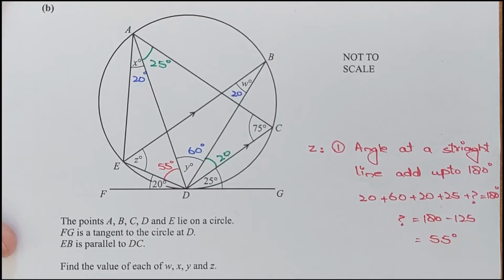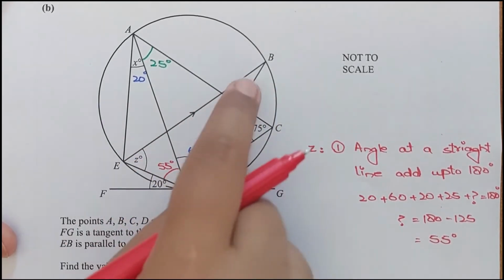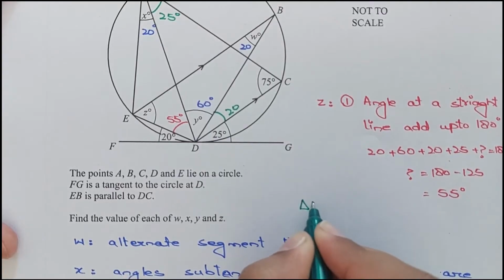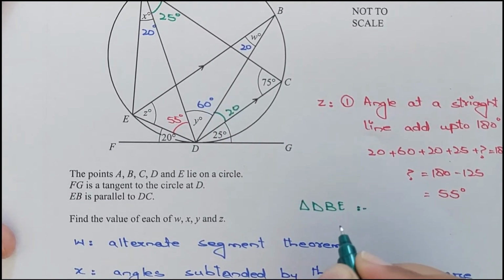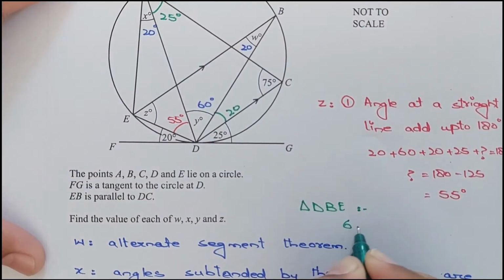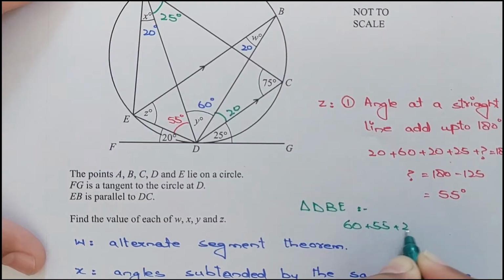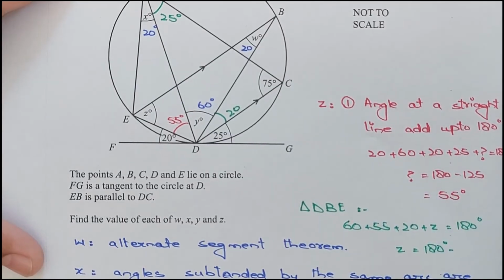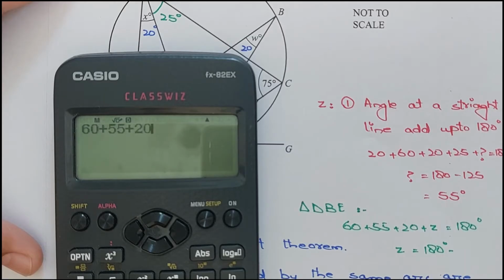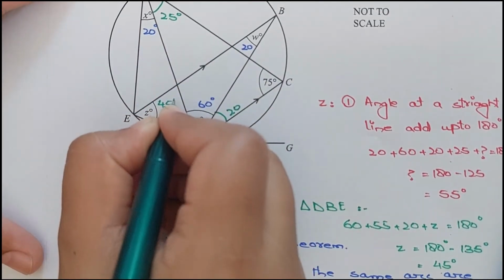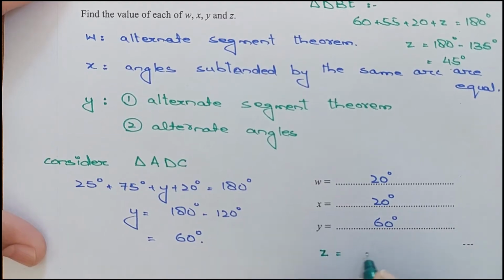Now let me use this triangle D, B and E. We have W, 60, 55 and solving for Z easily. Now triangle D, B and E I'm using here. Sum of all angles of a triangle is 180. D, B and E, which is 20, 60, 55 and Z. 60, 55, 20 plus Z equals 180. Solve for Z. 180 degrees minus something. 60 plus 55 plus 20, 135 we have to subtract from 180. Minus 135 is 45 degrees. This is 45. So we can say Z is equal to 45 degrees.